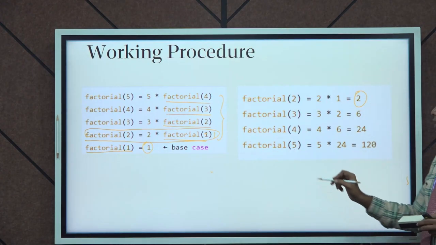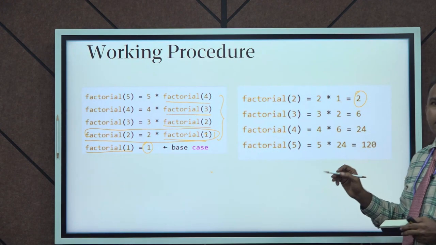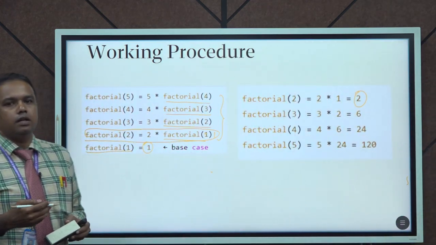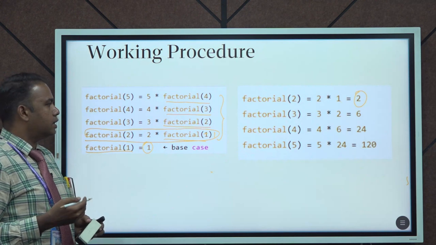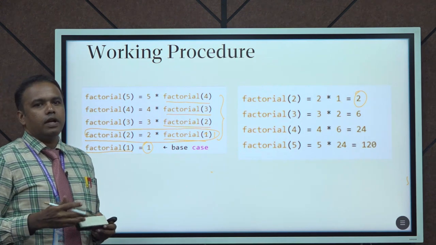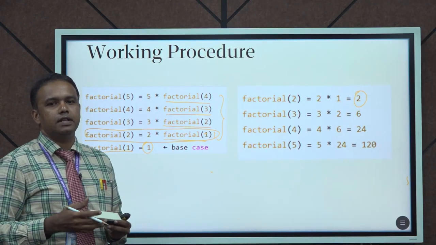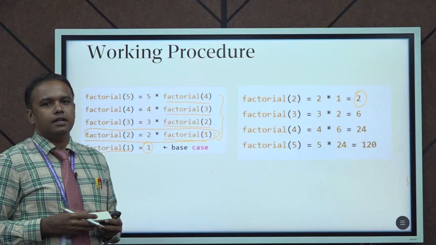So the final value of factorial of 5 is what? 120. I hope you understand what a recursive function is, and the examples and syntaxes. I hope you learnt a lot from this video lecture.